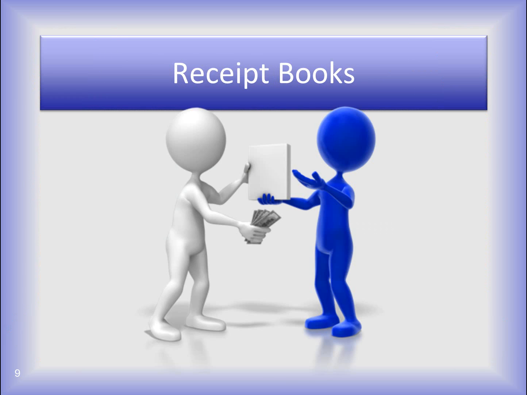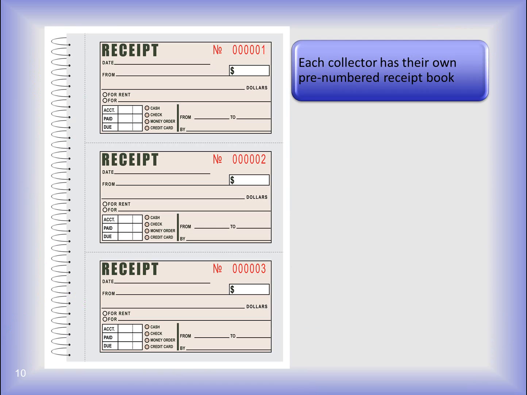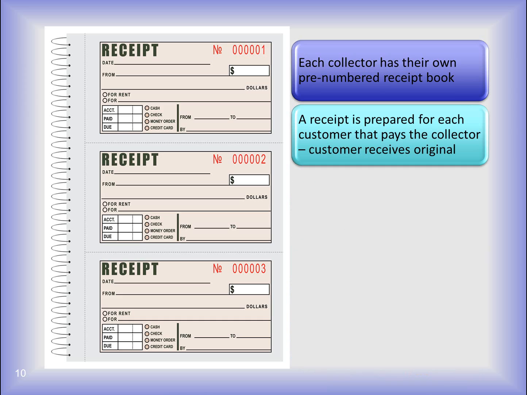The first recording of money received is entered in a receipt book. In some entities, the fiscal officer is the only person collecting money. In other entities, there are more people collecting money. When there are multiple collectors, each collector should have their own pre-numbered receipt book. A receipt is prepared for each customer that pays the collector.